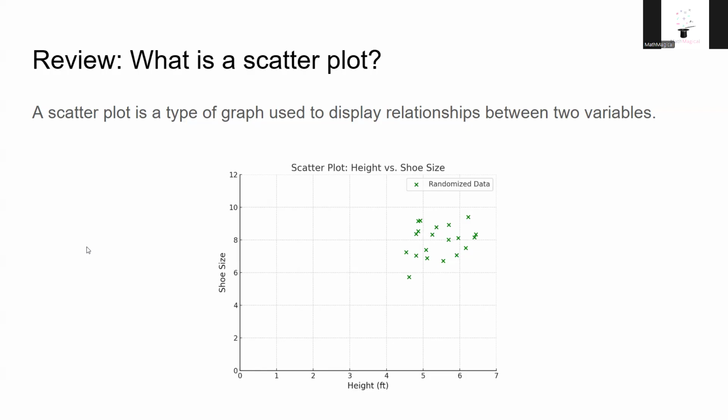The dots represent the relationship between the two measurements. But wait, how can we understand the pattern? That's where the line of best fit comes in. It's a straight line that shows the general direction of the data. Think of it as a trend setter of your graph.